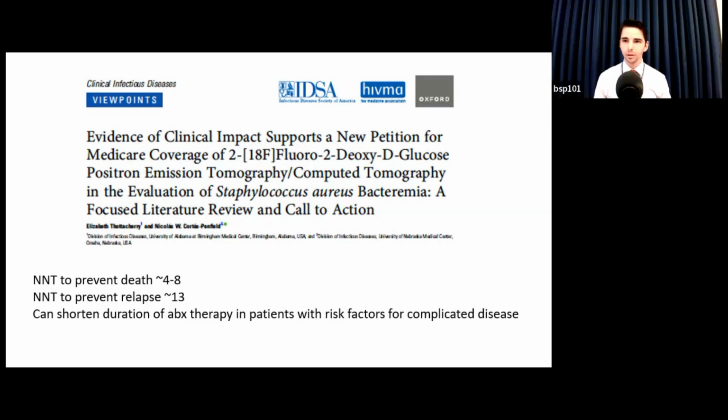So those are pretty low numbers compared to the number needed to test to reduce or change antimicrobial therapy with a TEE, which is around 200. So the hope is that even though it's an expensive test, it can help prevent recurrences and relapses and readmissions, which is invariably more expensive.